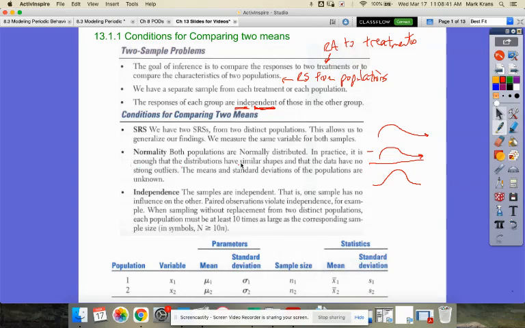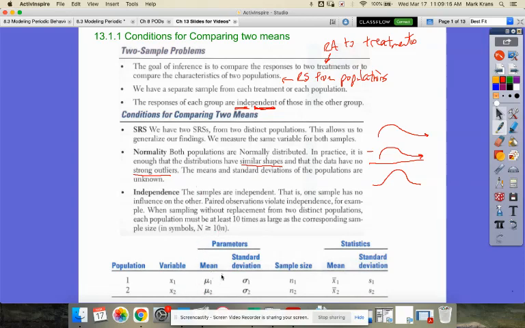That's part of the reason why it says if they have similar shapes and there's no strong outliers, then the means and standard deviations. This is for unknown standard deviations, so we're going to see that it's going to be a t distribution, because we don't know the standard deviations. So independence: samples are independent, and they're independent of each other, and they're not exceeding the population, okay? So this is what we're doing inference on.